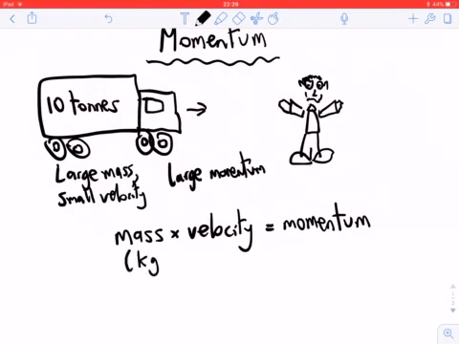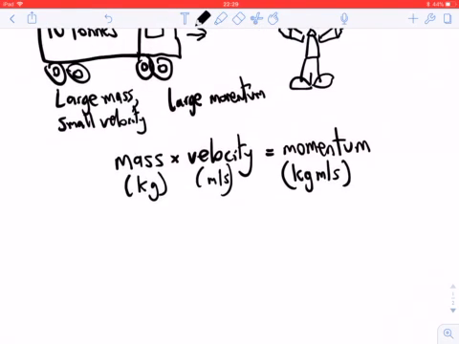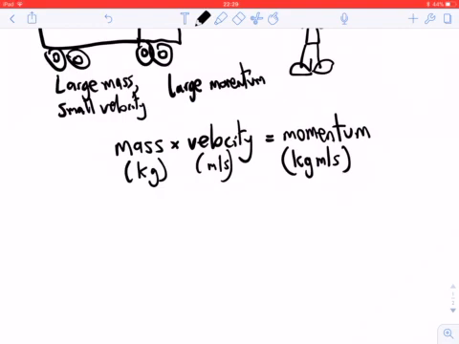Units, well, the units for mass are kilograms, the units for velocity are meters per second, and if you multiply those together, you get the units for momentum, which is slightly odd. They're kg m/s, kilograms meters per second. Notice that it's kilograms meters per second, not kilograms per meter second. Okay, so let's see what we can do with our idea of momentum.